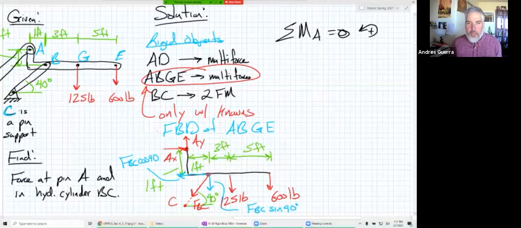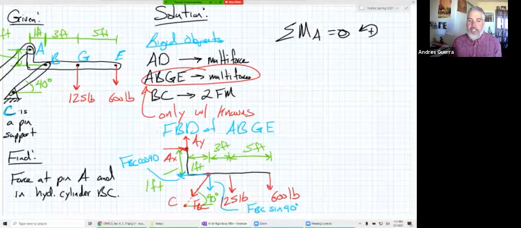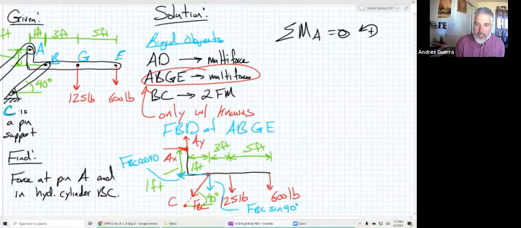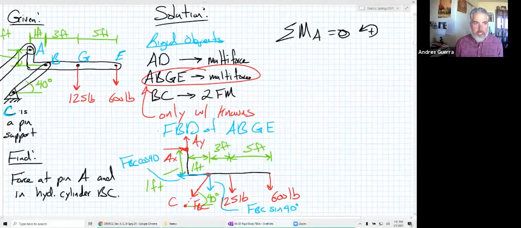Also want to remind everyone that we did not have to worry about what direction we picked on FBC. We could have drawn FBC up and to the right. We could have drawn FBC down and to the left like we did. Same with AX and AY. We can draw them whatever direction we want to.